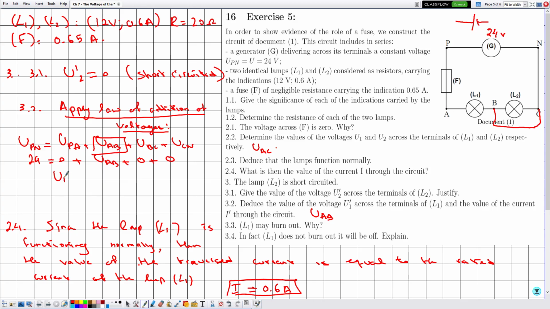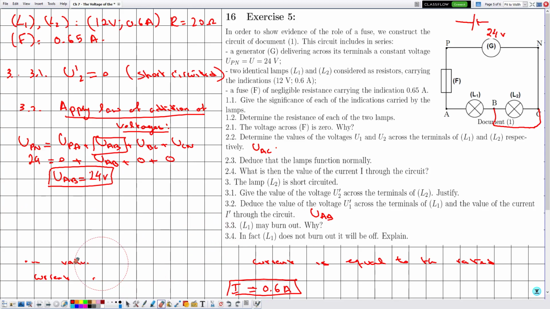Now in this case UAB is equal to 12 volts. Sorry, 24. So we have determined the voltage U prime 1, which is equal to the new voltage UAB, which is equal to 24 volts.